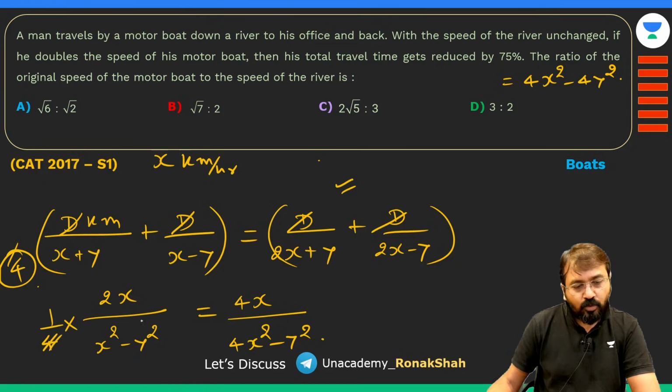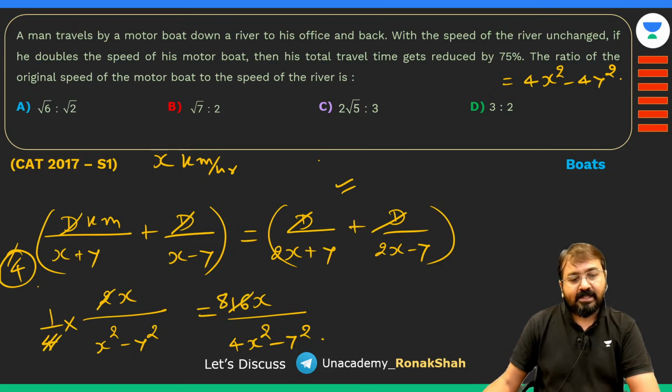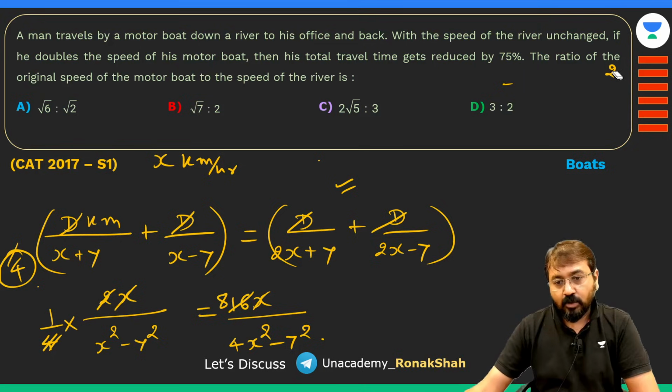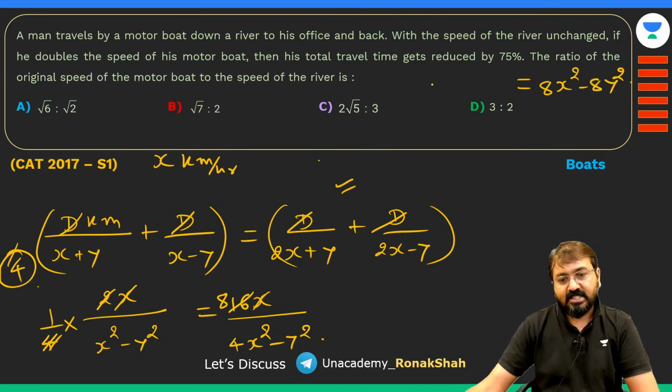Now when this 4 multiplies over here, this will become 16, and this 2 will get cancelled off, so this will become 8, right? This x will get cancelled off. So let's see what we are getting now. On the right hand side, we'll get 8x square minus 8y square. On the left hand side, we are getting 4x square minus y square.